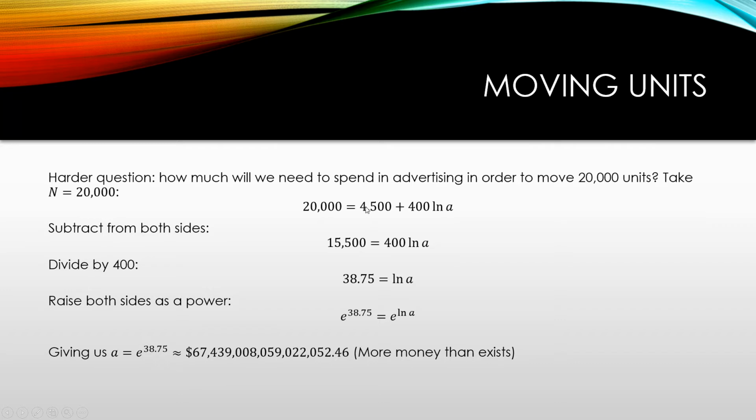So first I'll subtract to get 15,500 is equal to 400 natural log of A. Solve for natural log by dividing by 400. And now I've got about 38.75 is equal to natural log of A. So I will raise both sides to be a power of e, and we'll find that A, the amount of money we need to spend, is about $67 quadrillion. That's a problem.